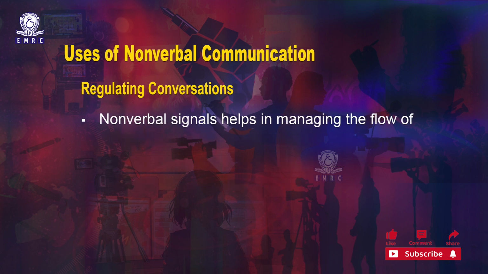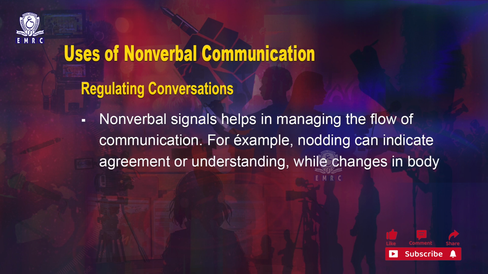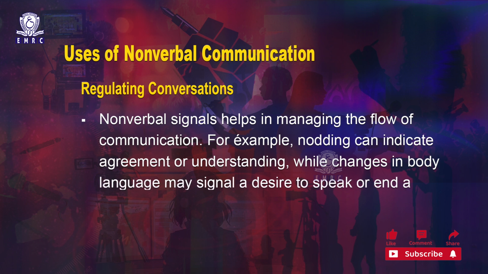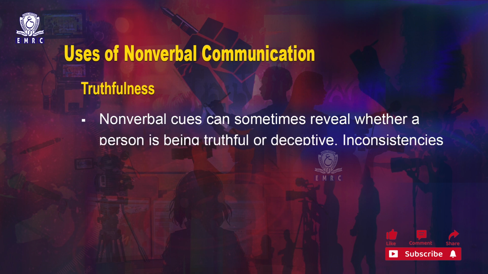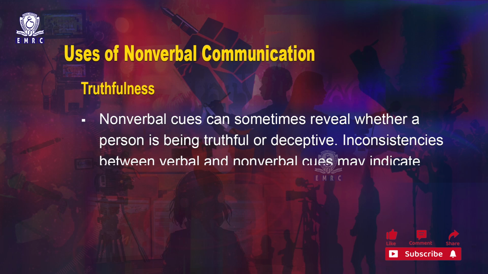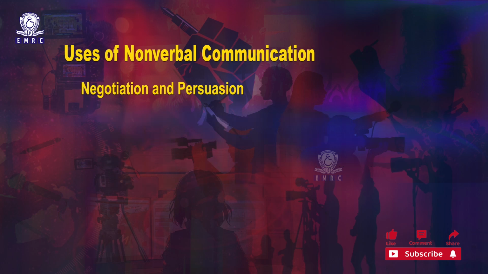Regulating conversations. Nonverbal signals help in managing the flow of communication. For example, nodding can indicate agreement or understanding, while changes in body language may signal a desire to speak or end a conversation. Truthfulness. Nonverbal cues can sometimes reveal whether a person is being truthful or deceptive. Inconsistencies between verbal and nonverbal cues may indicate hidden emotions or intentions.